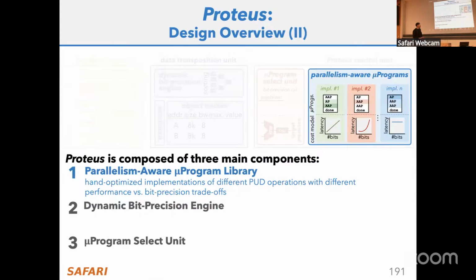So first we have what's called the parallelism-aware microprogram library. This is basically a collection of different implementations of arithmetic in-DRAM operations using different algorithms. So either bit-serial algorithms like ripple carry adder, or bit-parallel algorithms like, I don't know, Kogge-Stone adder. And each one of those algorithms has different trade-offs depending on the target bit precision of the computation itself. And this is an offline step.